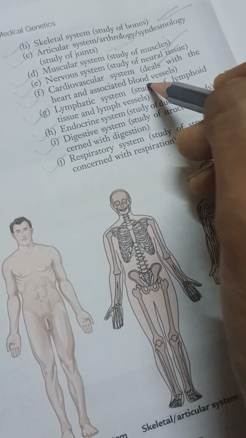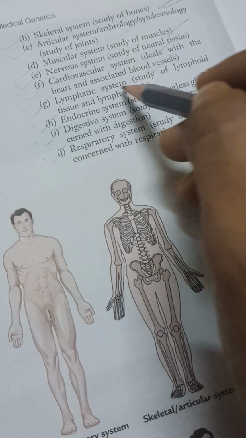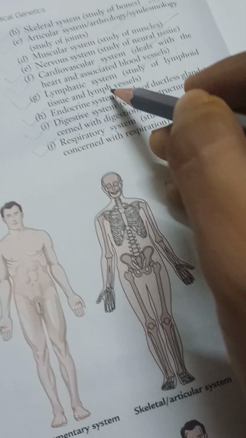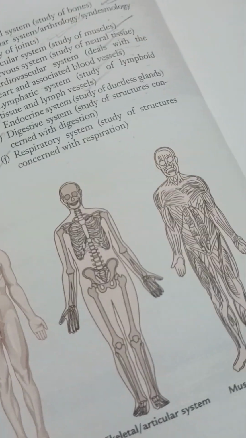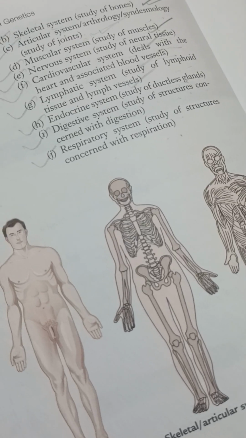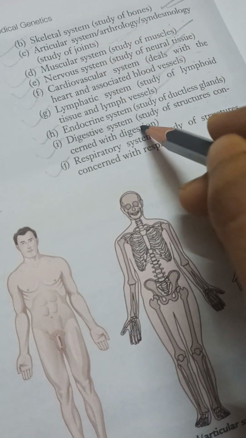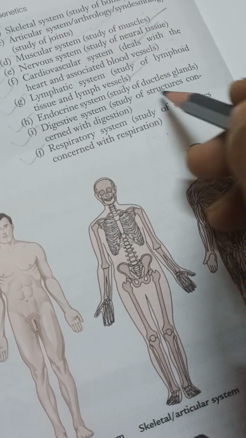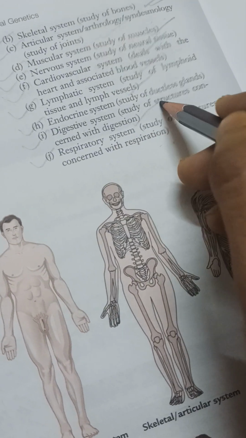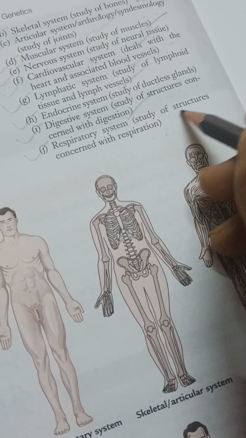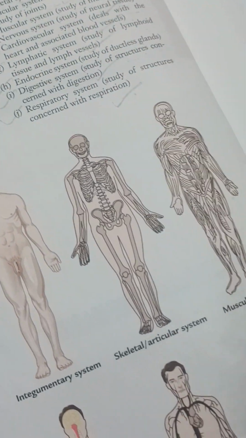nervous system, that is study of neural tissues, cardiovascular system, that deals with the heart and associated blood vessels, lymphatic system, that is study of lymphoid tissues and lymph vessels, endocrine system, it is the study of ductless glands, digestive system, it is the study of structures concerned with digestion, respiratory system, it is the study of structures concerned with respiration.